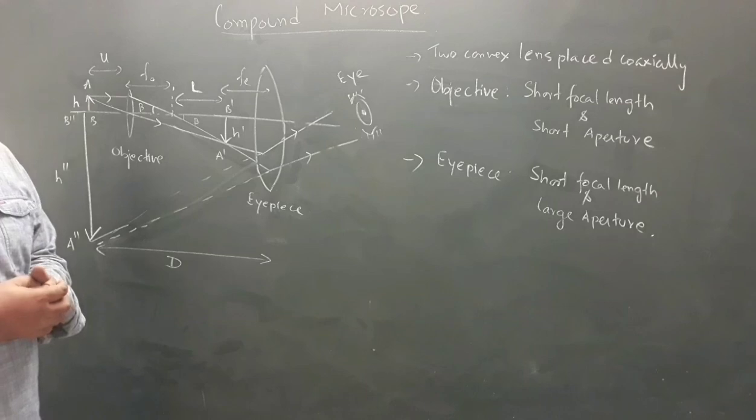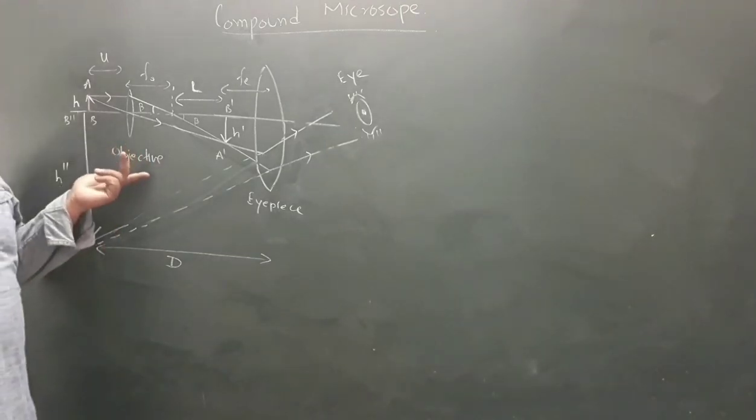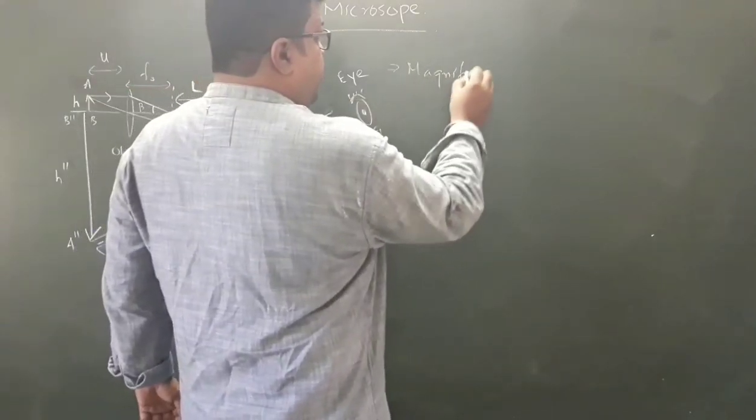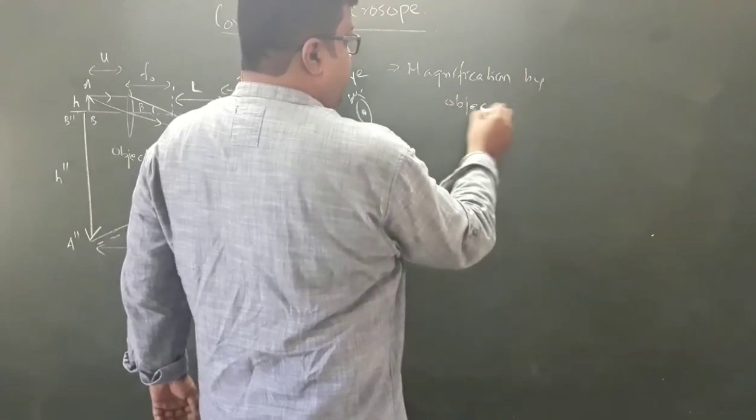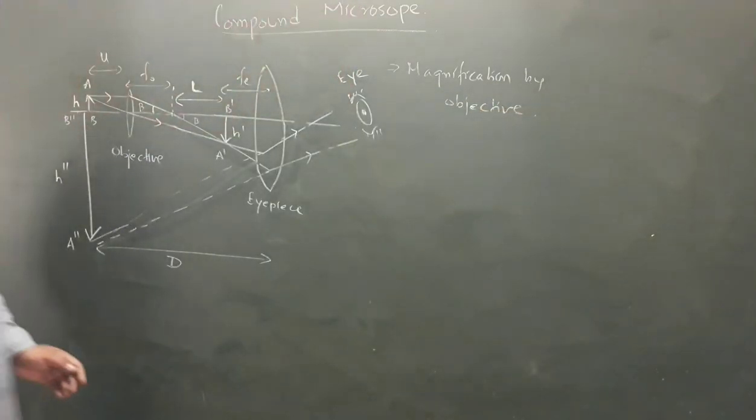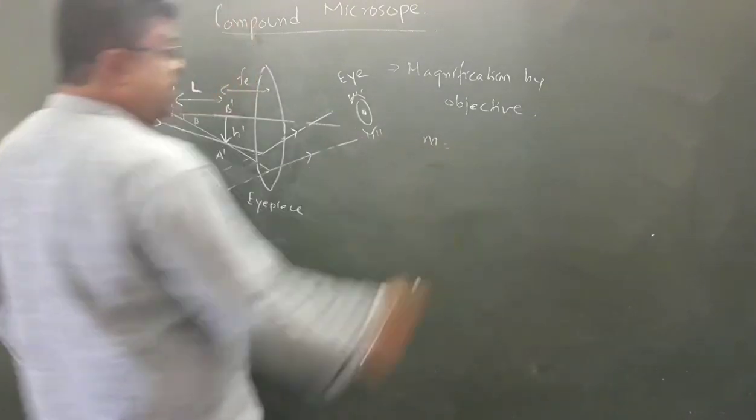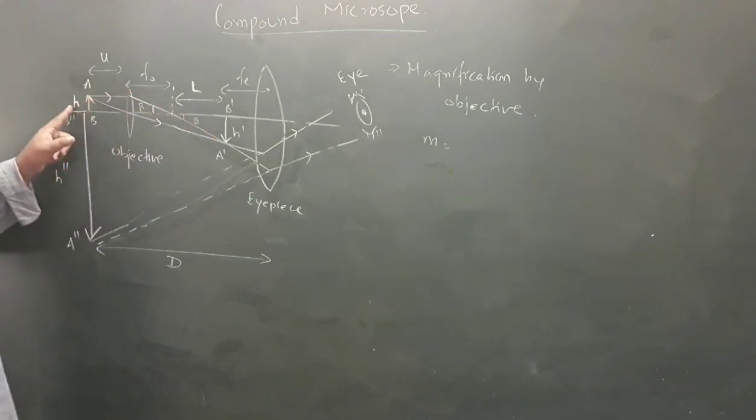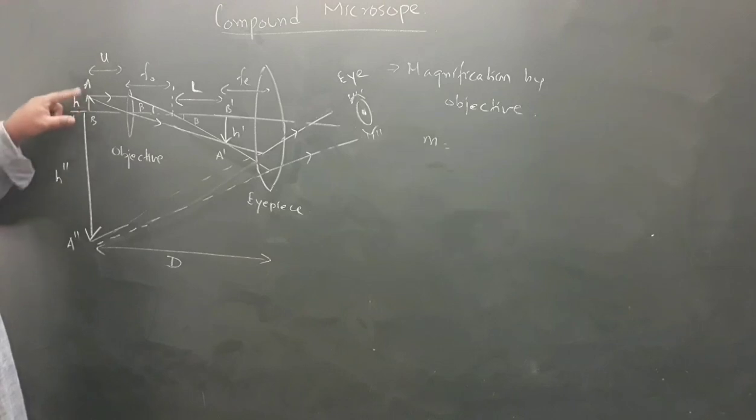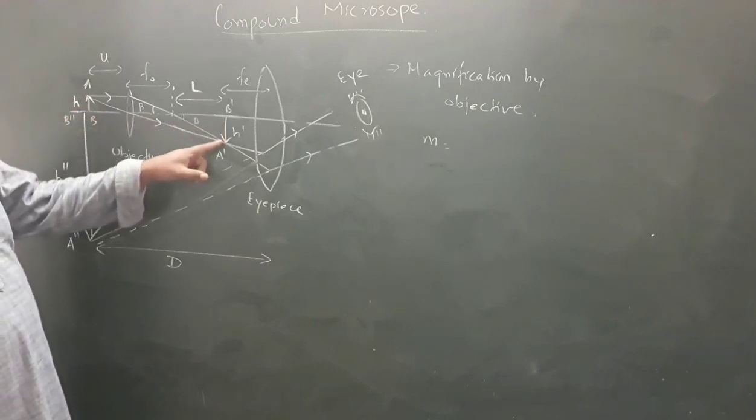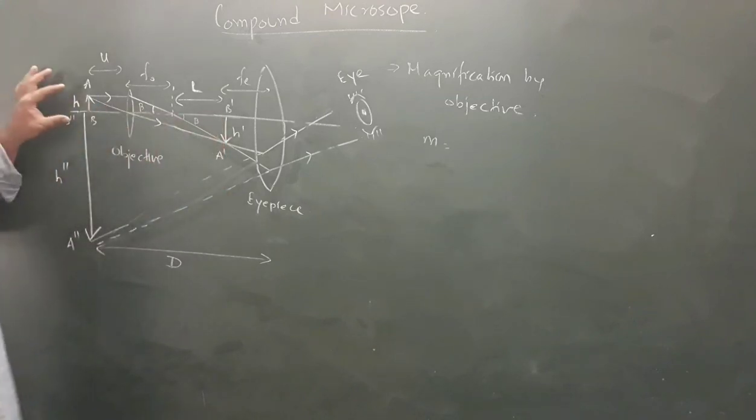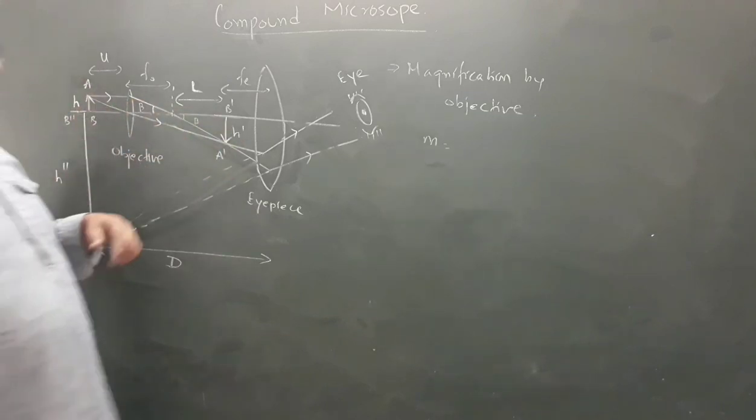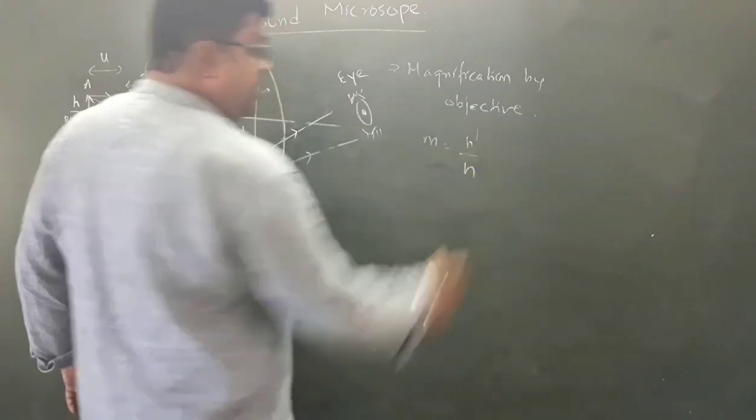Next, see how it magnifies the image. First let us calculate the magnification produced by the objective. Magnification is the ratio of the size of the image to the size of the object. See, this is the object, and for this object of height h, the image is formed at this particular position. The size of the object is h, the size of the image is h dash. So the magnification produced by this objective is h dash by h.